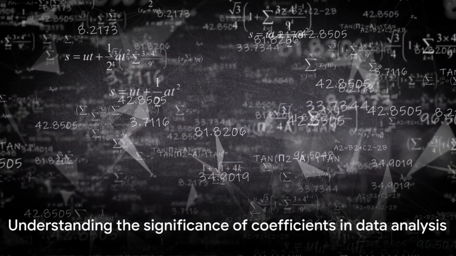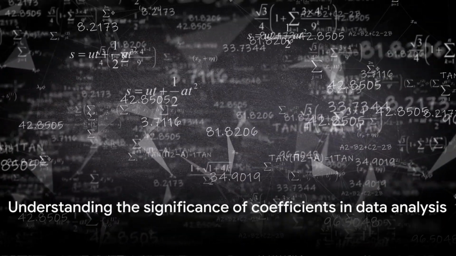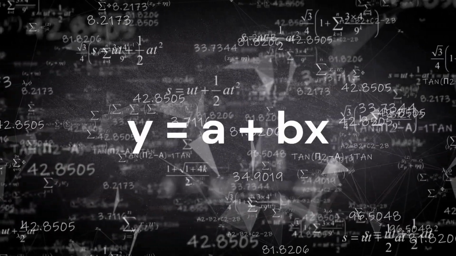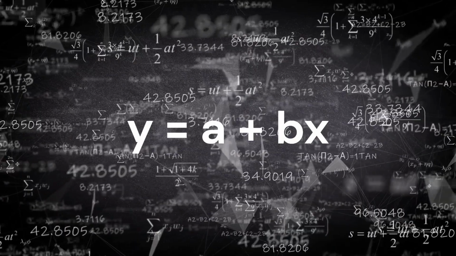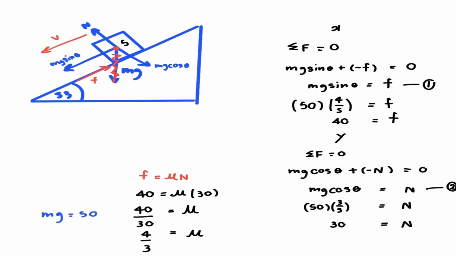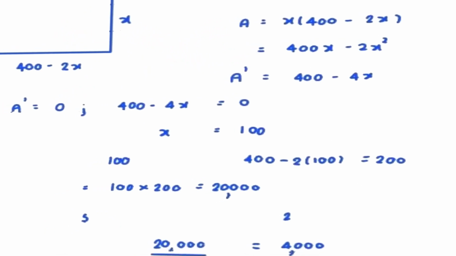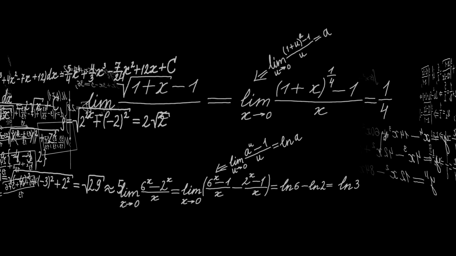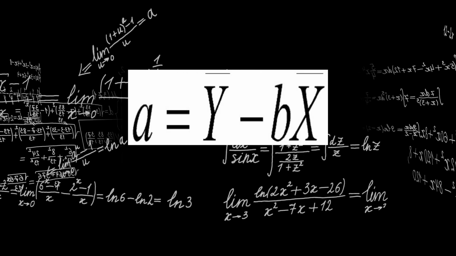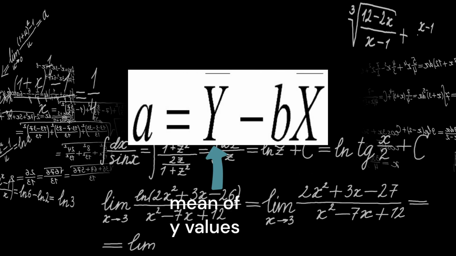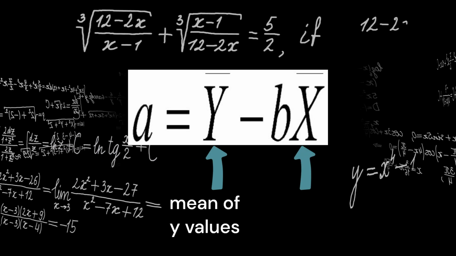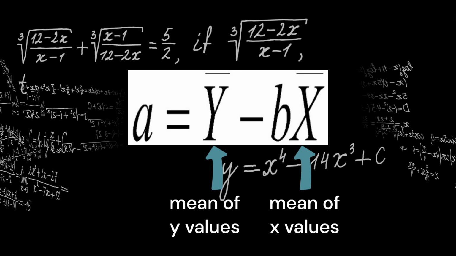Having determined the value of coefficient B, we can now use it to find out the value of coefficient A. Remember, in our equation y equals a plus b times x, A is the y-intercept. That is, the point where our line of best fit crosses the y-axis. To calculate A, we have a simple formula: A equals y bar minus b times x bar. Here, y bar represents the mean or average of all the y values in our dataset, and x bar is the mean of all the x values.